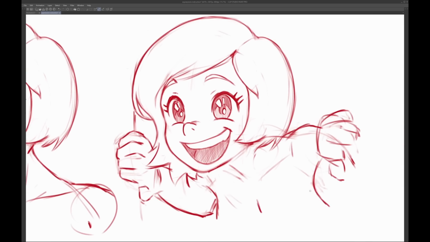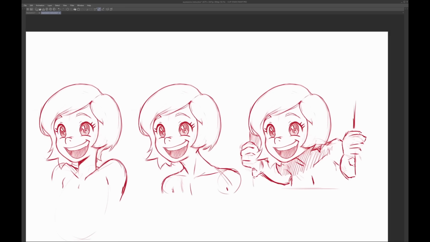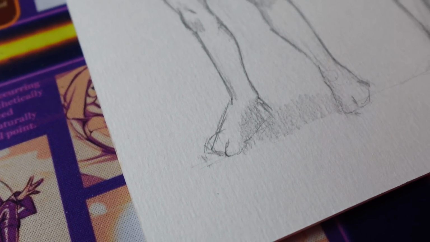Now, with that done, let's do a demonstration of a simple piece that is entirely driven by two characters and their interacting facial expressions.